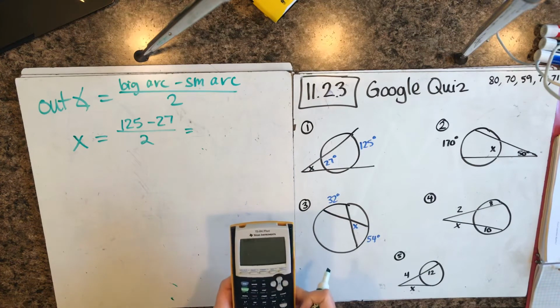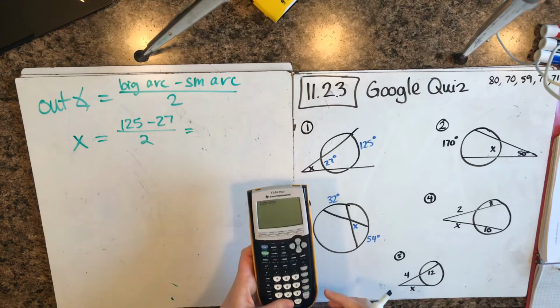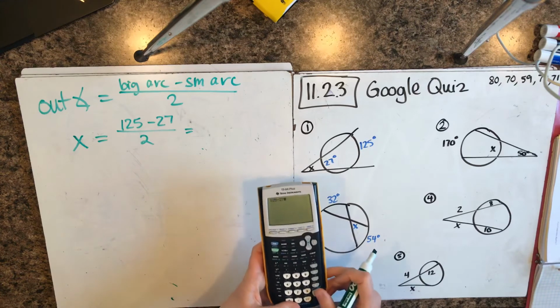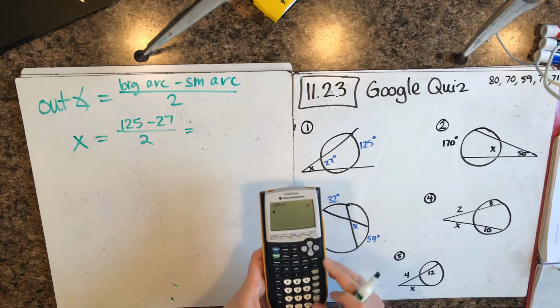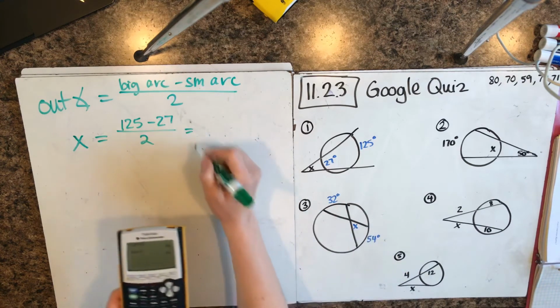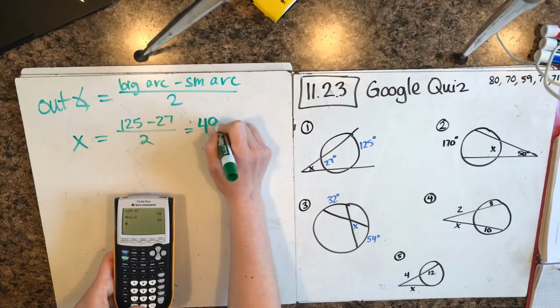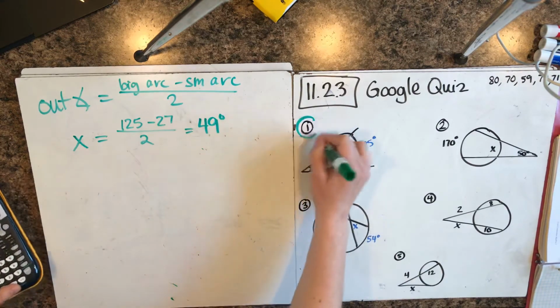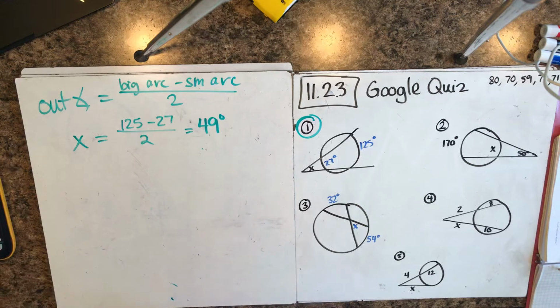Sometimes students, when they do this, they just throw it into their calculator all at once. So they just do 125 minus 27 divided by 2, but then your calculator only divides the 27 by 2. So make sure you're subtracting first and then dividing by 2. So your answer for number 1 should be 49 degrees.